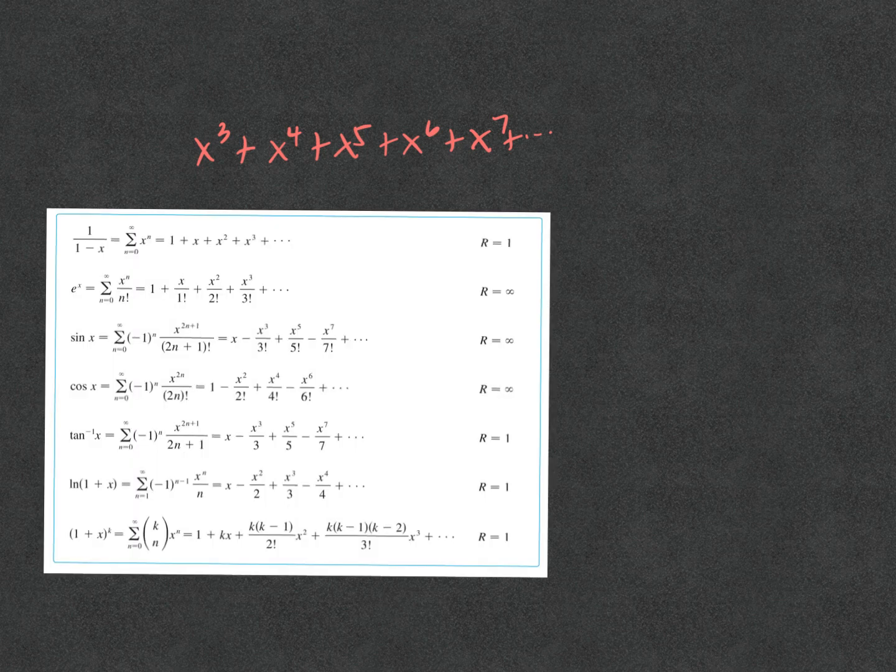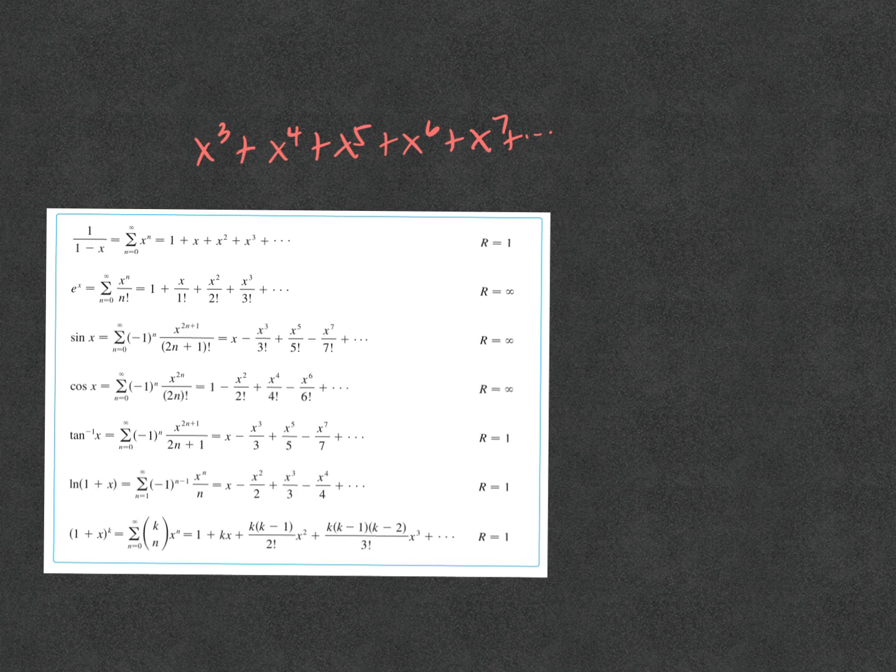How about x to the third plus x to the fourth plus x to the fifth plus x to the sixth plus x to the seventh plus dot, dot, dot. You kind of see that happening here. So again, let's look at our table. Take a minute and think about which one you think that might be. When you look at it, which one would you pick? Yeah, I would pick the top one. It doesn't have any factorials in the denominator. It doesn't have any denominator at all.